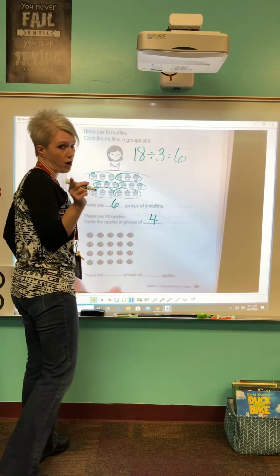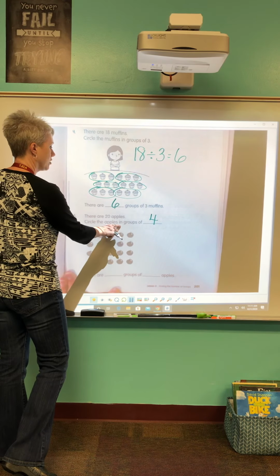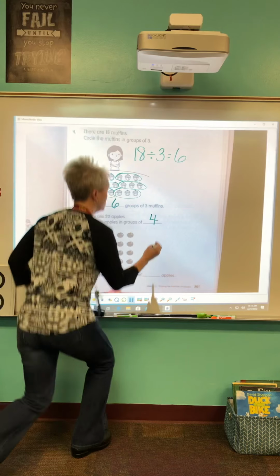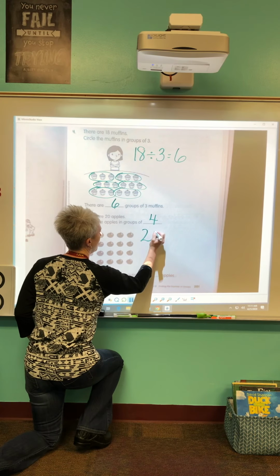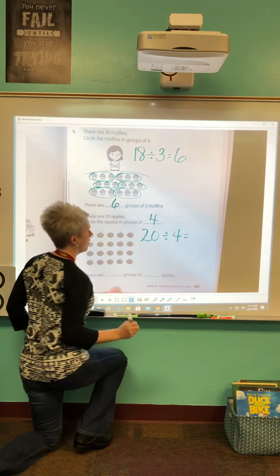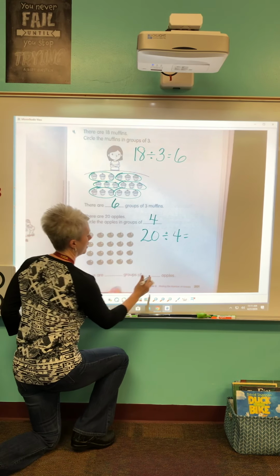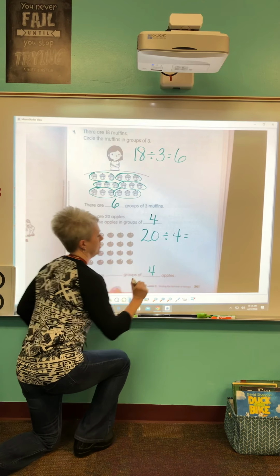Okay, I'm going to get you started, then I'm going to let you do the rest of it by yourself. Circle the apples in groups of 4. So you're going to start, 20 is your whole, divide it by groups of 4, and then tell me how many groups you have. So there are blank groups of 4 apples, okay?